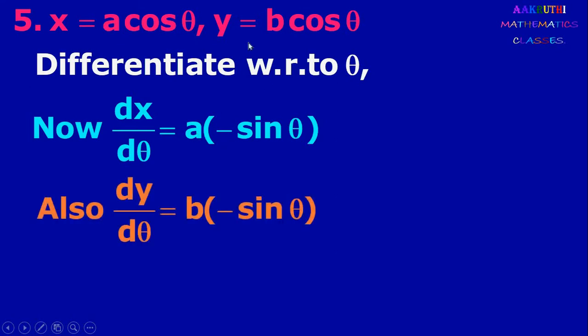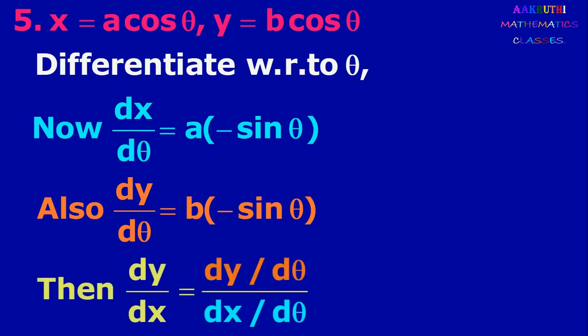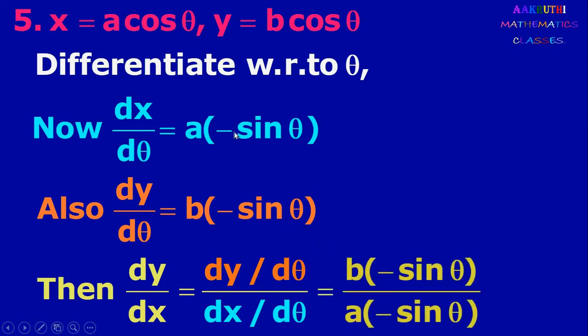Now differentiate y with respect to theta, we get dy by d theta: b is constant, cos theta differentiation is again minus sin theta. So dy by d theta is b into minus sin theta. Now the question is to find dy by dx. Dy by dx is dy by d theta divided by dx by d theta. So it is minus b sin theta divided by minus a sin theta. Here minus sin theta cancels, remaining is b by a. So therefore dy by dx is b by a.